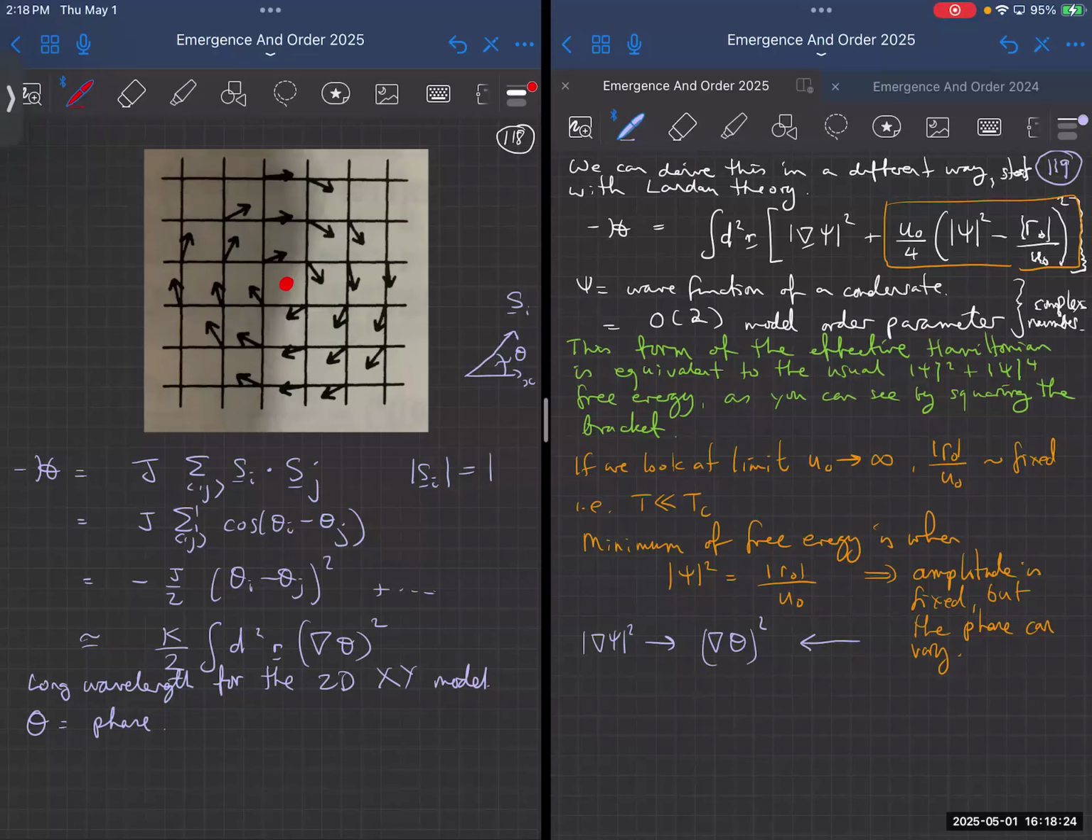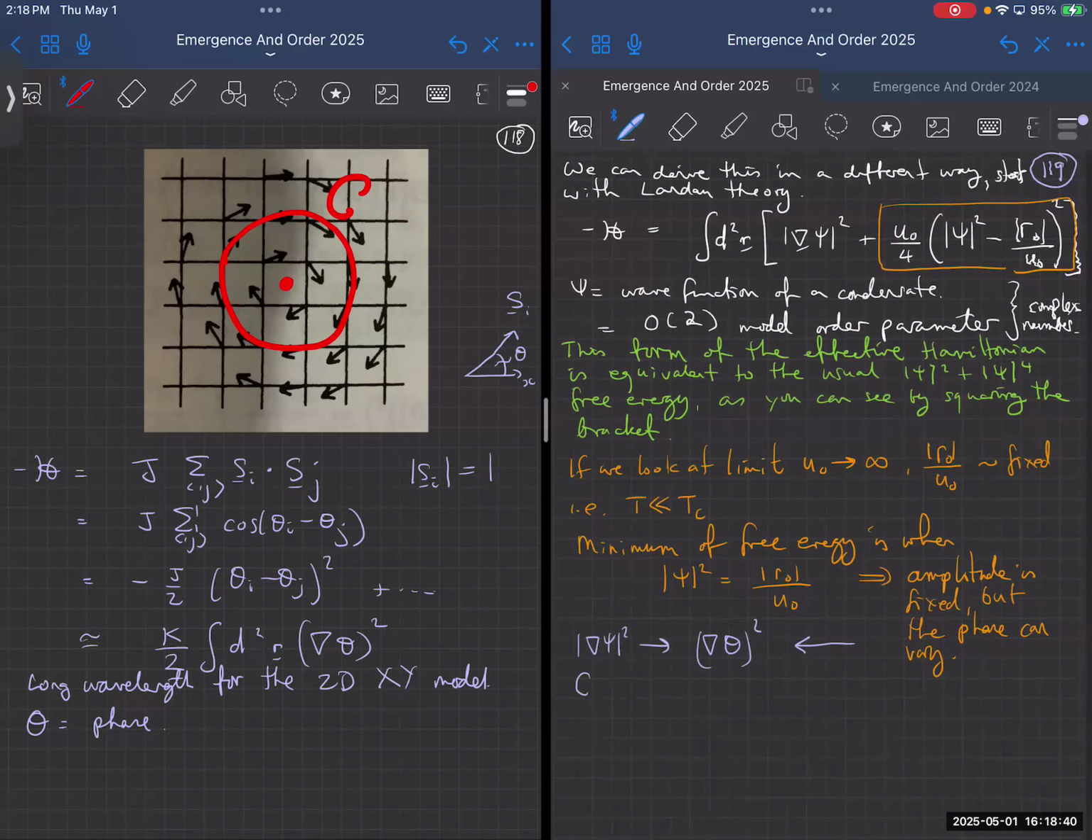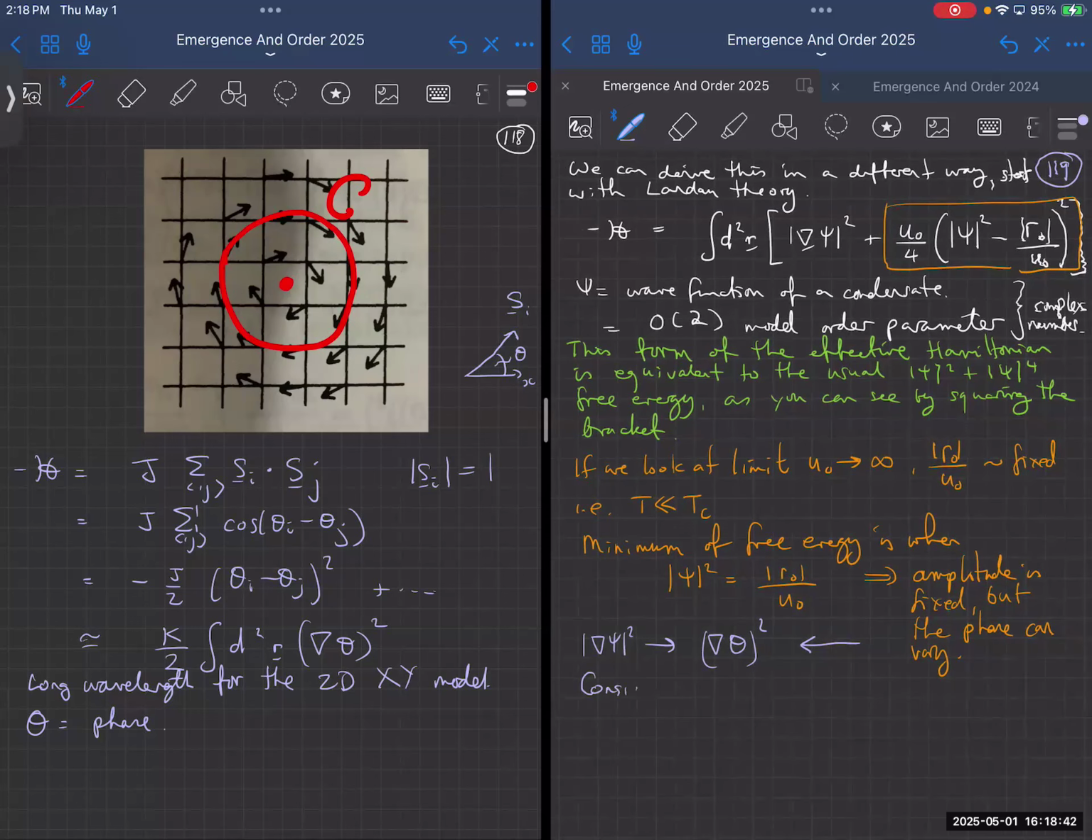So what we're going to be thinking about is taking a contour around here. I'm going to call that contour C. And we're going to ask what happens when I integrate the phase around this contour. So let's consider a configuration as shown on the left.